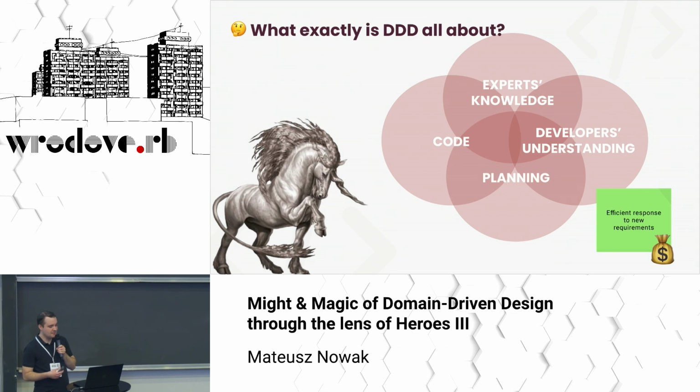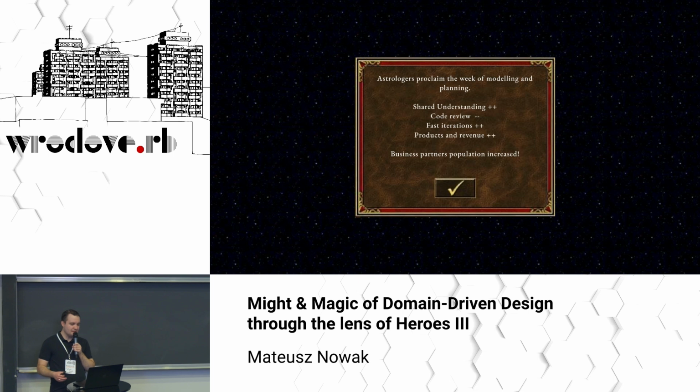If we manage to achieve this synergy, then we will be able to respond quickly to domain changes, and we will make money, and our business will make even more money. And we won't spend too much time solving just technical problems resulting from our past misunderstanding. And then we've done it. I hope that the astrologers of your project will announce that shared understanding has increased, the role of code review has decreased, speed of introducing changes has increased, and product offering and income have increased. And then the population of us, programmers, as real business partners will grow. And that's what I wish for all of you at the end.